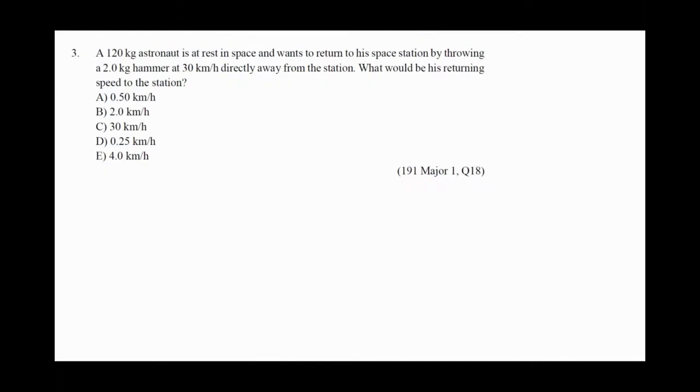A 120 kilogram astronaut is at rest in space and wants to return to his space station by throwing a 2 kilogram hammer at 30 kilometers per hour. There is some person in free space. There is no gravity, there are no external forces. And he holds a hammer in his hand. So somebody imagines this problem. It's not a real problem, okay?